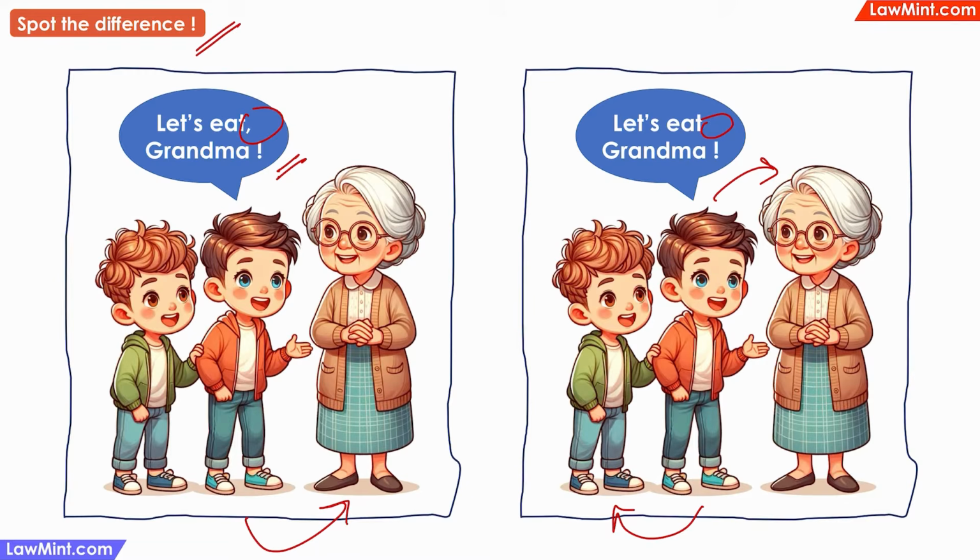As we will discuss in the context of interpretation of statutes, when you are reading a legal document, you will first try to interpret it precisely as what the words mean. But if that interpretation is leading to an absurd or an illogical conclusion, like the boys wanting to eat their grandma, you should look beyond the simple words and try to understand why this sentence was used, what was the situation when it was used, and interpret it as per what would have been the real intent of the author.